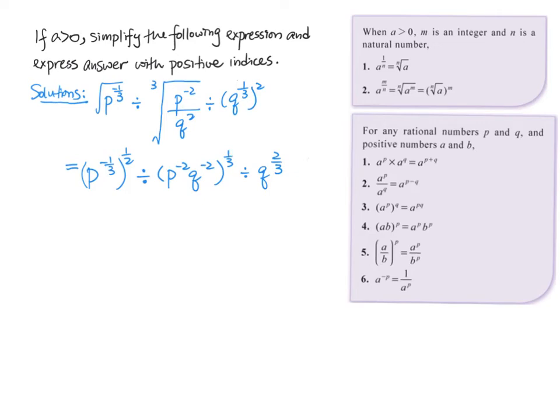Now this one, power outside with another power, I could just put them together like this. Now here's the tricky part. There are many tricky parts in this question actually. If you take out the bracket, everyone inside the bracket gets the power. So it's basically this law. So everyone gets -2 times 1/3. Same for the q.